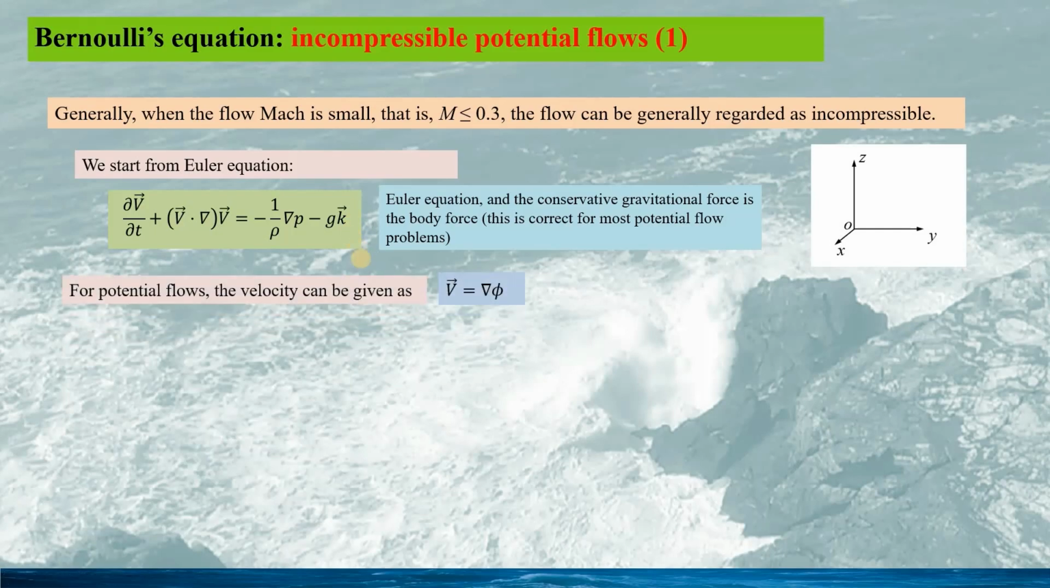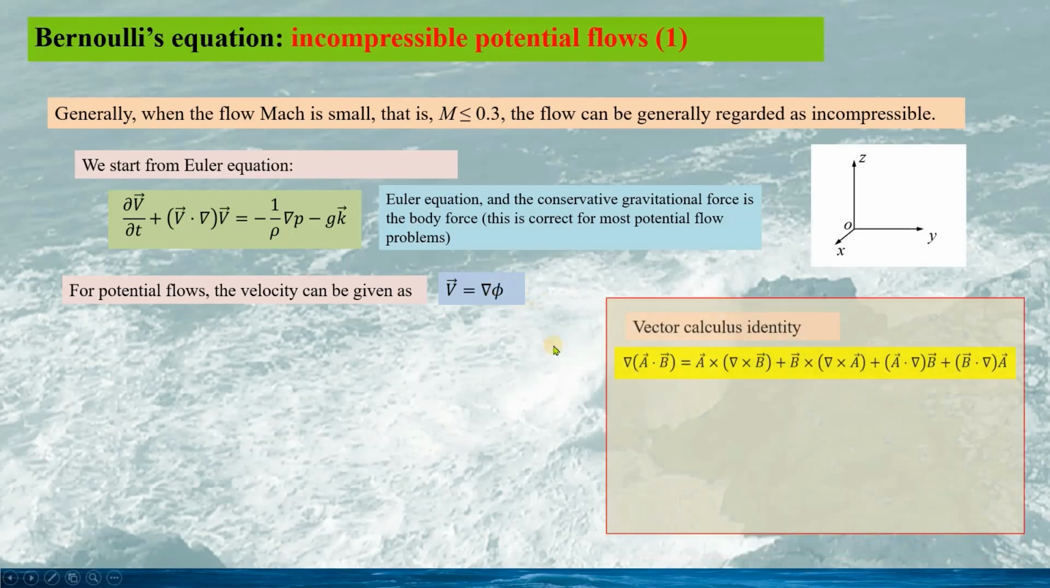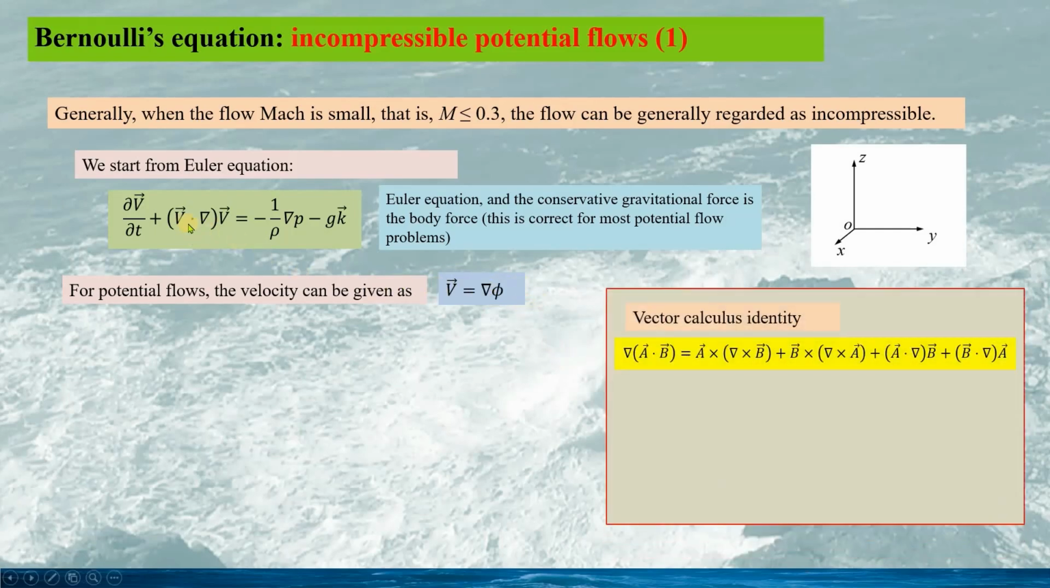For the potential flows, the velocity vector can be given simply as this, as the gradient of the velocity potential function phi. So to examine the convective acceleration given here, we can use the vector calculus identity. The expression would be given as this for vectors A and B.